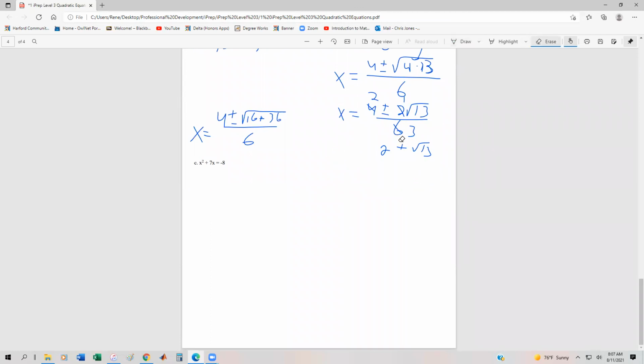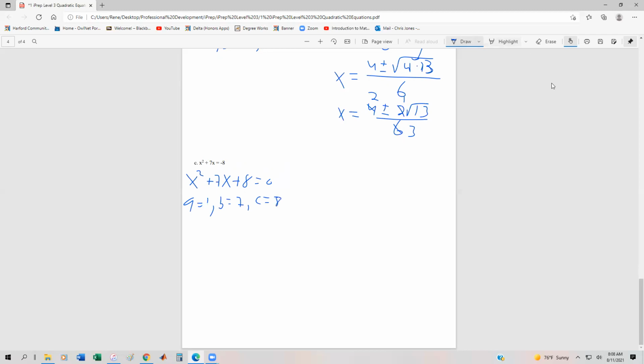One example that's similar to that is this last one, where we have x squared plus 7x equals -8. All right, so we're going to set it equal to 0. So we're going to end up with x squared plus 7x plus 8 equals 0. And we're going to get that a is 1, b is 7, c is 8. We're going to throw that into the quadratic formula. So we have x equals the opposite of b, which is -7, plus or minus the square root of b squared, 7 squared, minus 4 times 1 times 8. So that's 4 times a times c. We're going to divide that by 2a, which is 2 times 1.